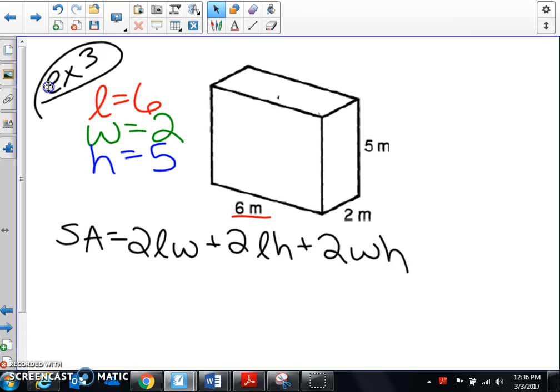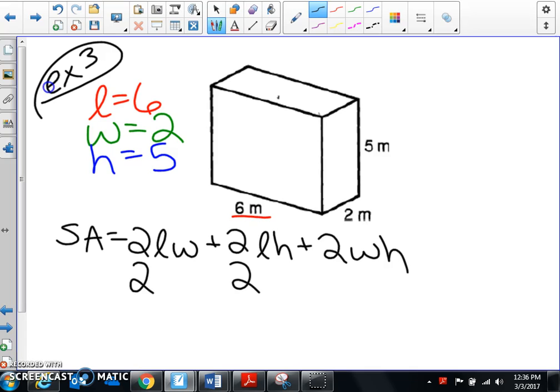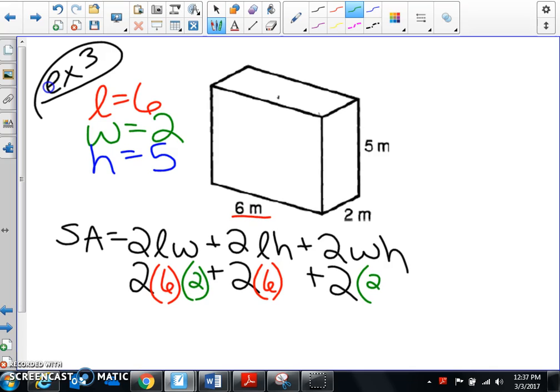From here, I would bring down all your 2's and your pluses. And then I would start with my length. My length is 6, so I see an L here, 6. L there, 6. Now my width is 2. Wherever I see a W, I'm going to put a 2. And then my height is 5.